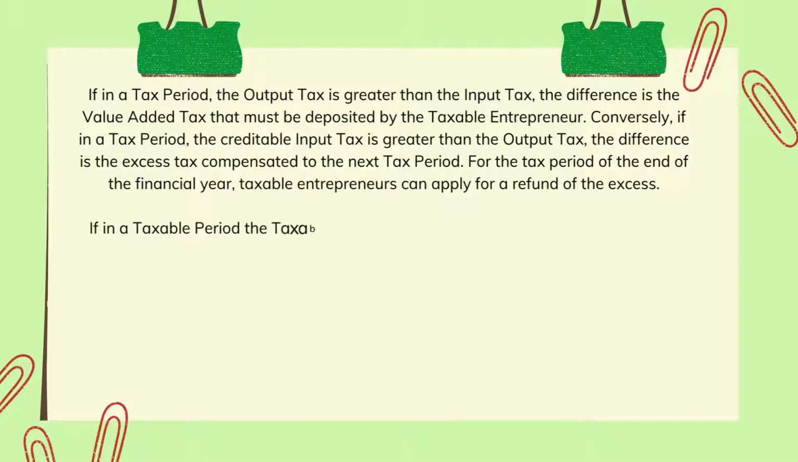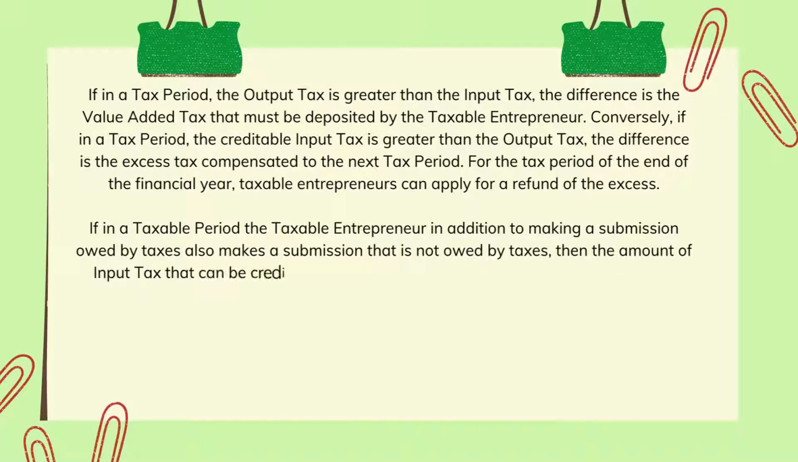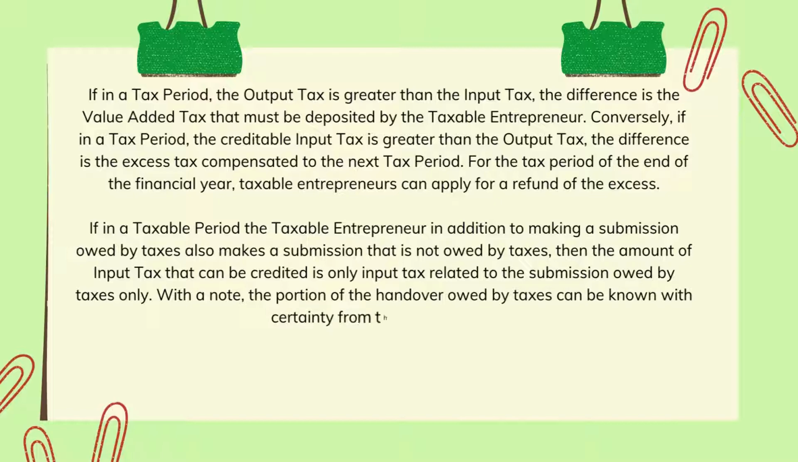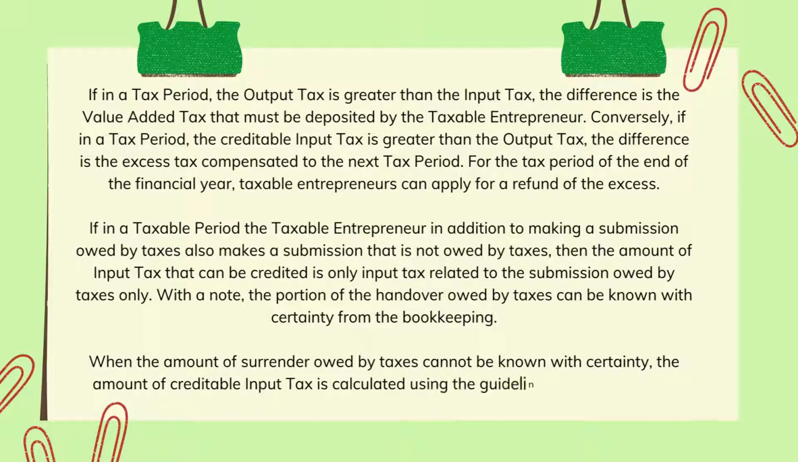If in a taxable period, the taxable entrepreneur, in addition to making a submission owed by tax, also makes a submission that is not owed by tax, then the amount of input tax that can be credited is only input tax related to the submission owed by tax. With a note, the portion of the handover owed by tax can be known with certainty from the bookkeeping. When the amount of surrender owed by tax cannot be known with certainty, the amount of creditable input tax is calculated using the guidelines stipulated by the regulation of the Minister of Finance.